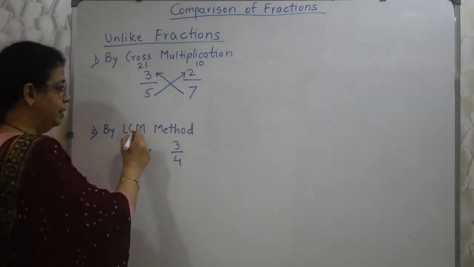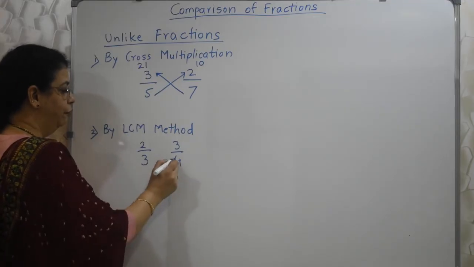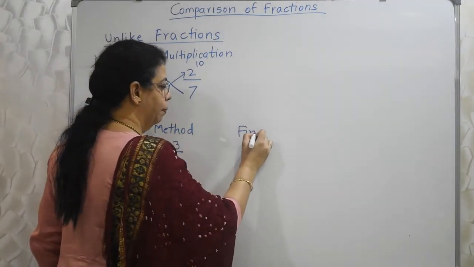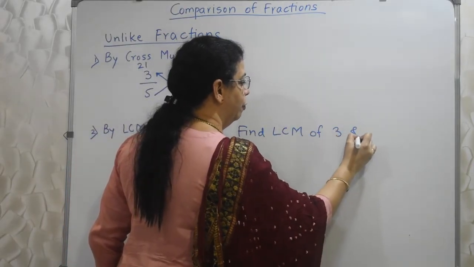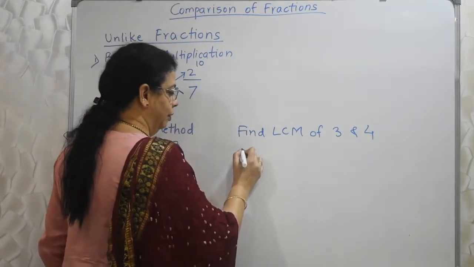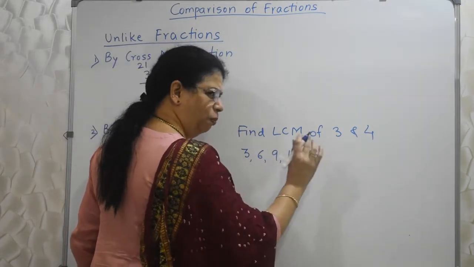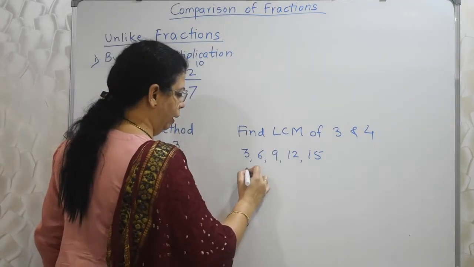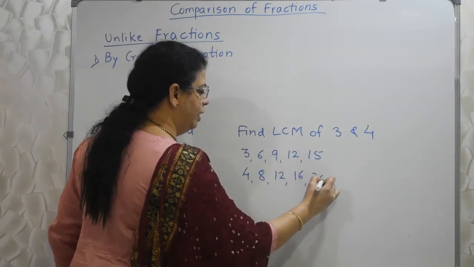Now in the LCM method, what is important is the denominators, 3 and 4. We need to find the LCM of 3 and 4. How can we do that? Write down 3's table: 3, 6, 9, 12, 15. Stop there. We don't know yet, so let us wait here. Now start with the 4 table: 4, 8, 12, 16, 20.